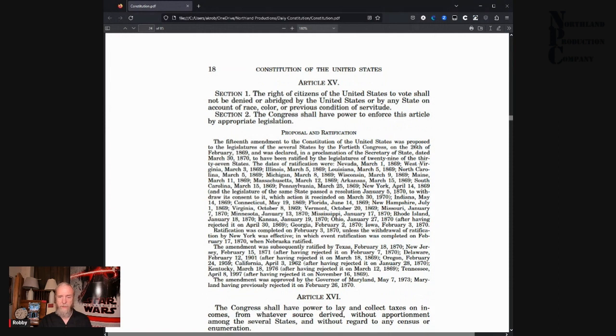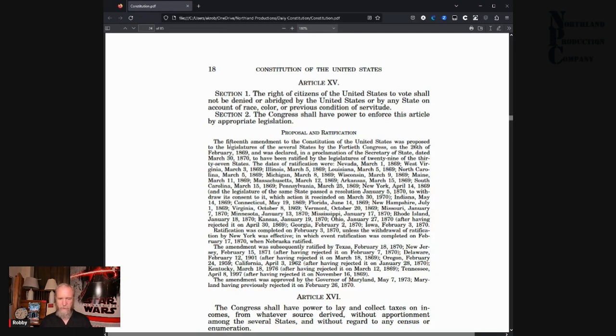The 15th Amendment of the Constitution was proposed to the legislatures of the several states by the 40th Congress on 26th of February, 1869. So they ratified the 14th, then they said the 15th. So maybe later on down the road, we'll go back and look at why they needed the 15th Amendment. It was declared in a proclamation of the Secretary of State dated March 30th, 1870, to have been ratified by the legislatures of 29 of the 37 states.